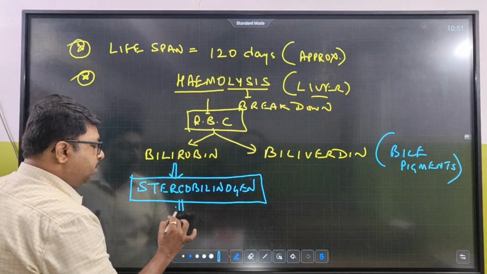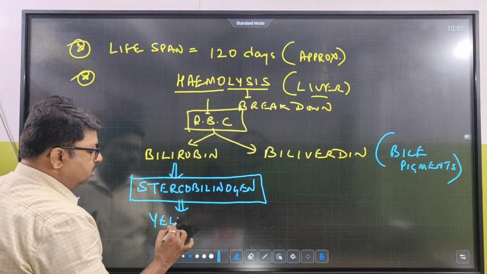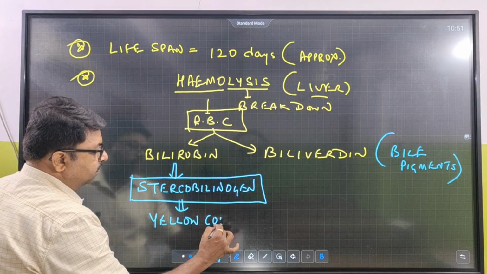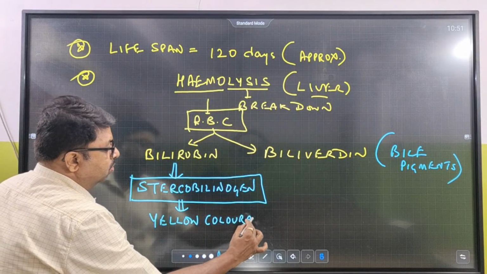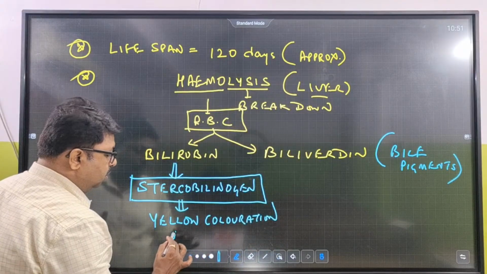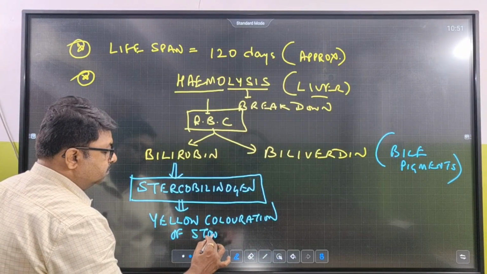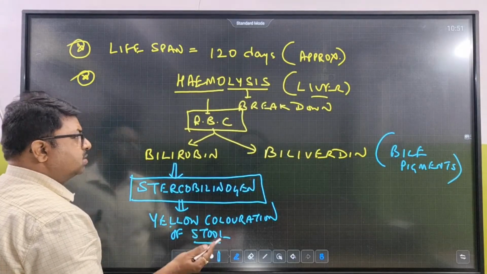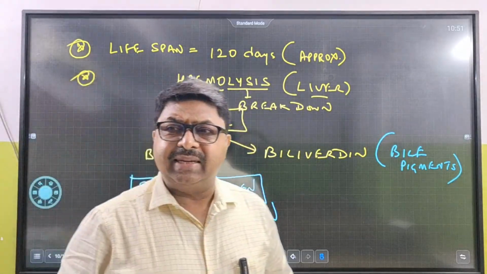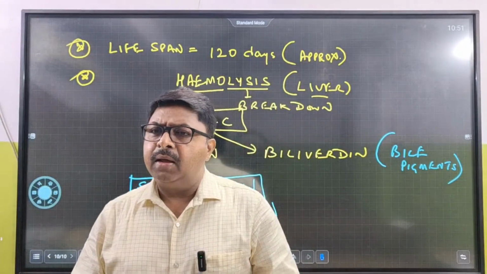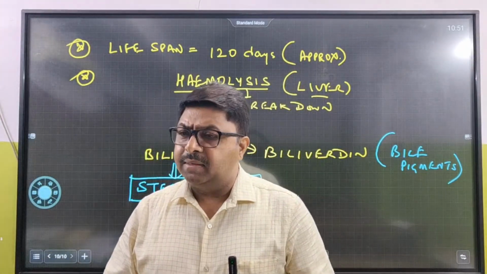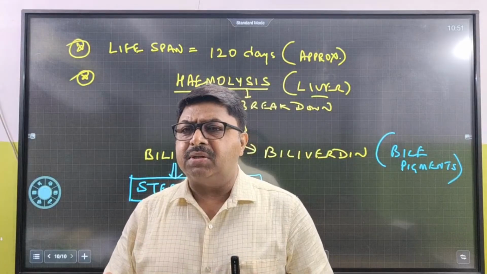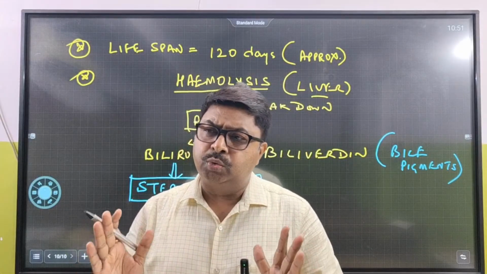And this stercobilinogen is responsible for the yellow coloration of stool. So the stool color is yellow, which is quite common because the RBC after 120 days is going to die off, and ultimately it's going to change into bilirubin only. And this bilirubin is a reason for the yellow coloration of the stool.